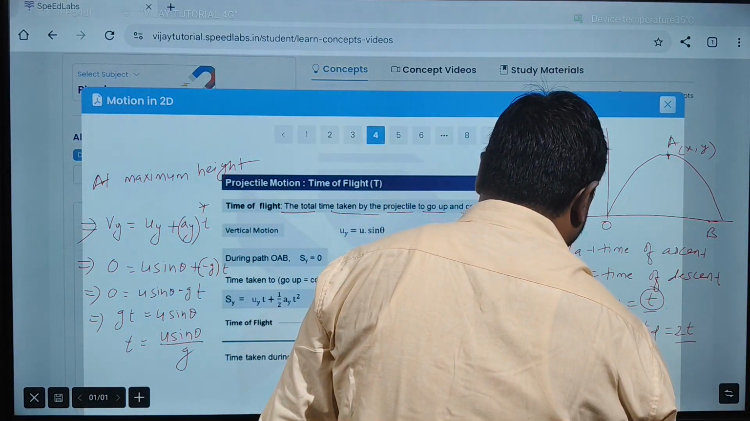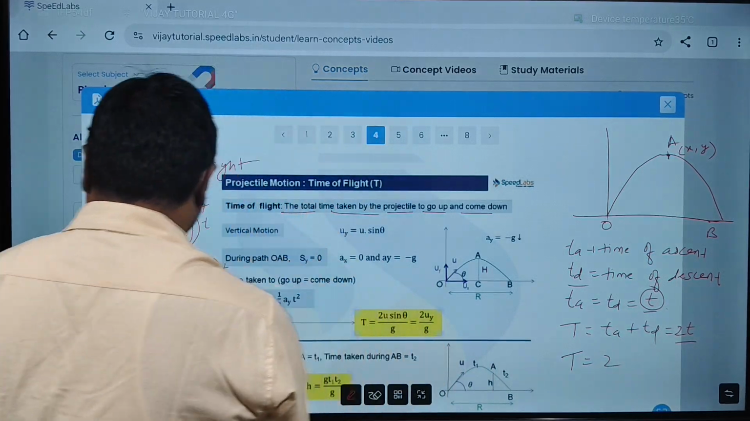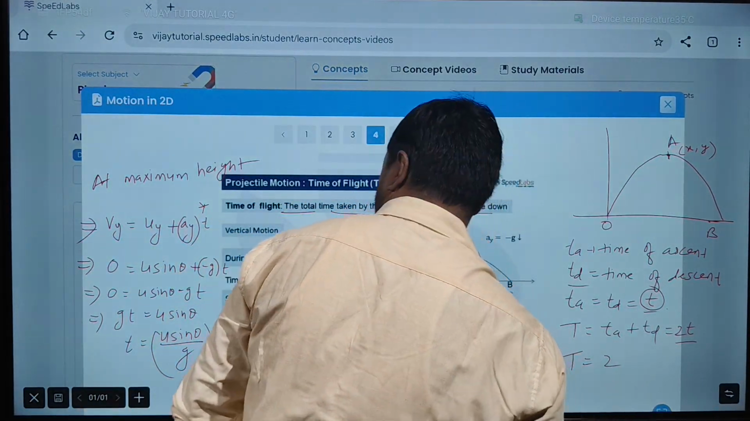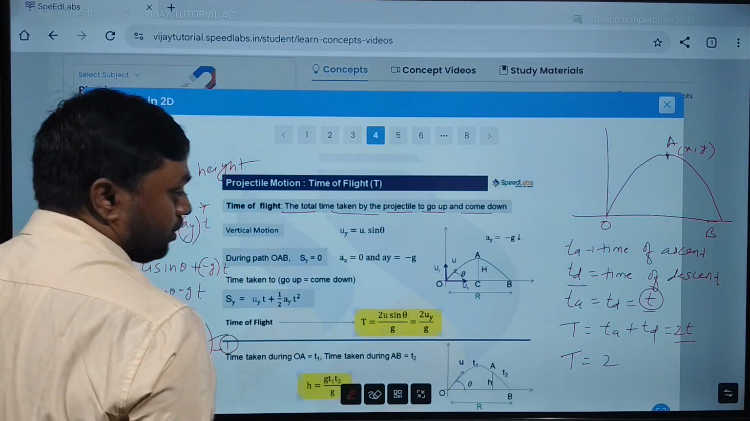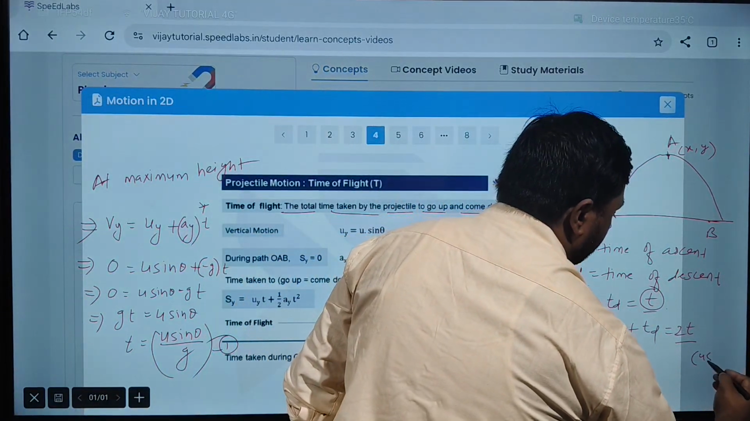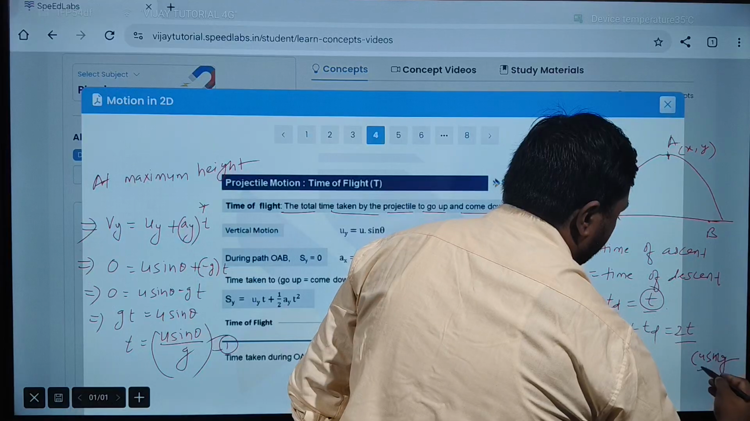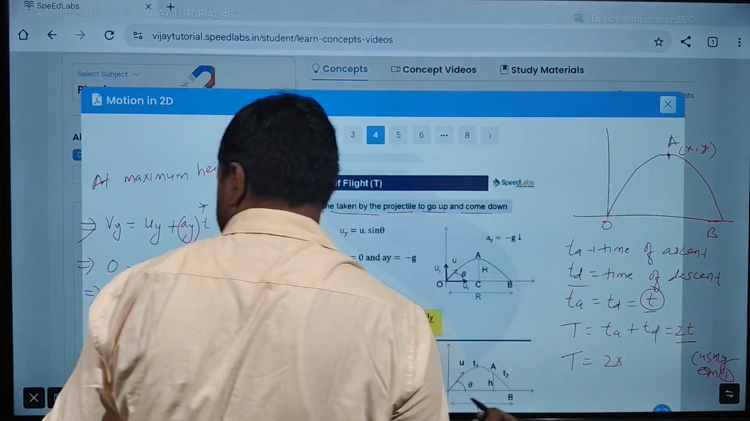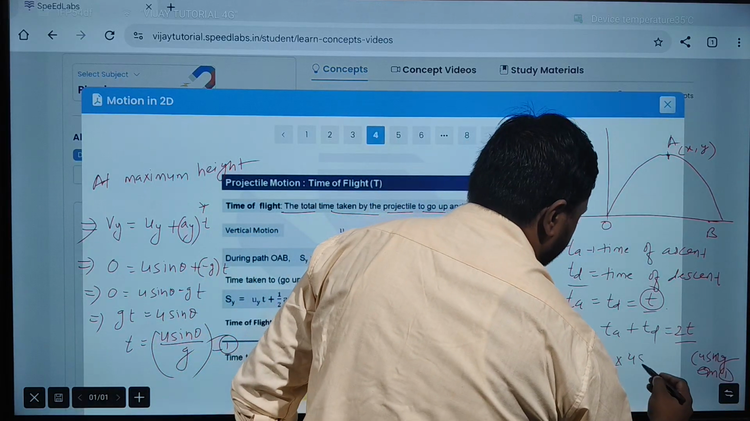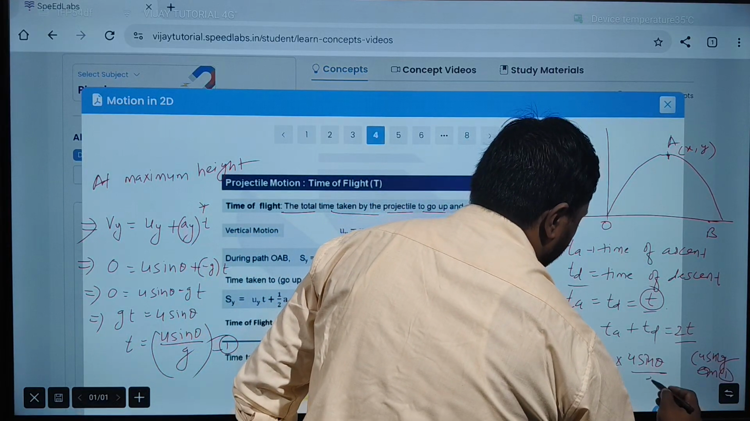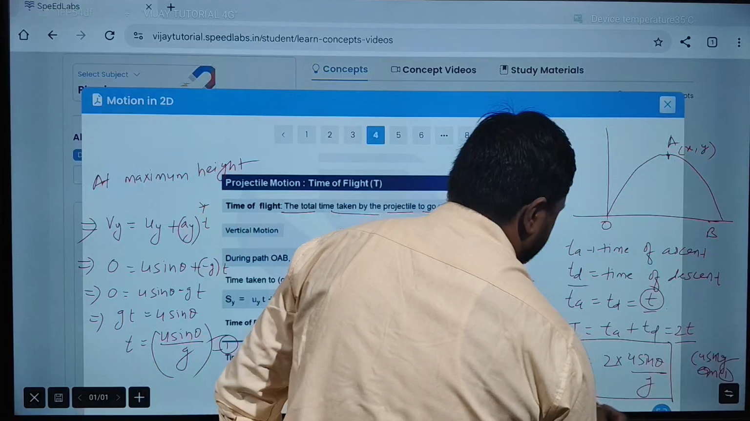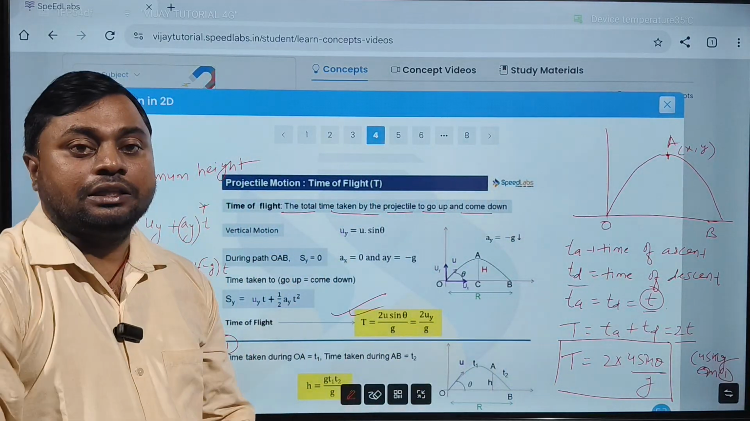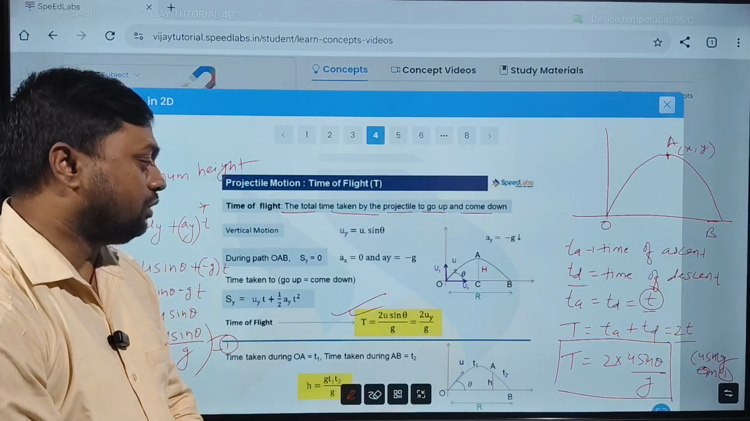So can we write the time of flight equal to 2 times t, that is 2 u sin theta by g, using equation 1? Using equation 1, t is nothing but u sin theta by g. This is the expression of time of flight. They may ask for this derivation for 2 to 3 marks.